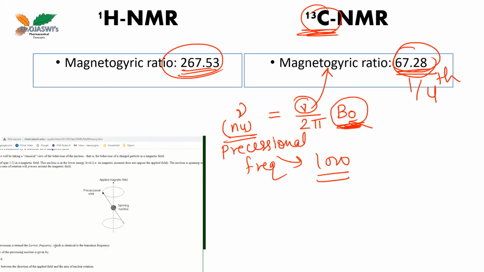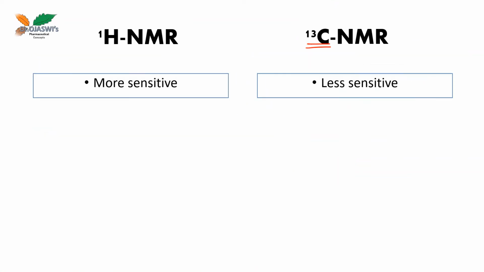If you see this screenshot I have taken from this site, the motion you have seen just now is the precessional motion. The number of such precessions per unit time is the precessional frequency. So I am talking about that precessional frequency, which will be low for 13C NMR. Because of the lower magnetogyric ratio, the precessional frequency is less and the method is also less sensitive.